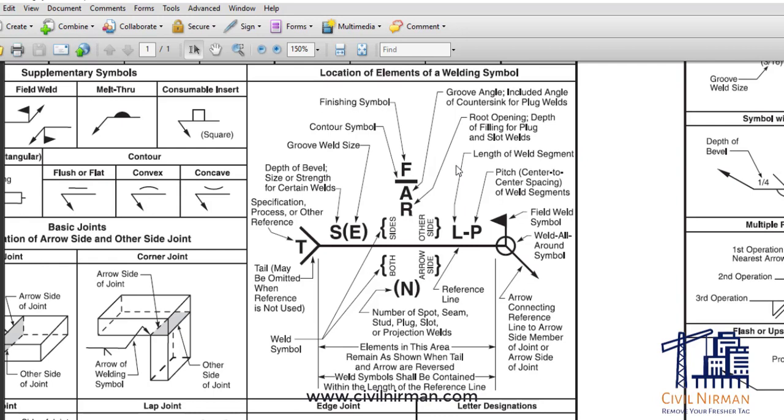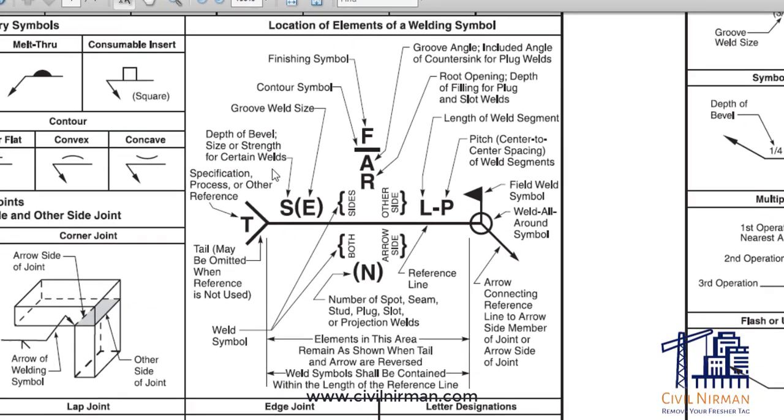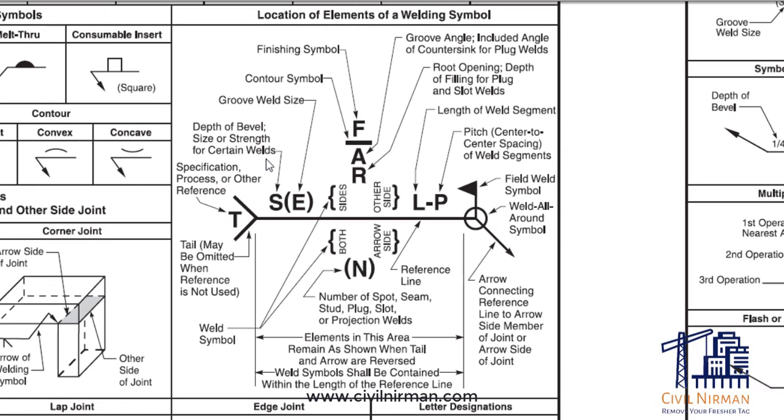The number placed nearest to the tail of the weld symbol, S, represents the size of the weld, depth of bevel, or strength for certain welds. These dimensions are very important because they are directly responsible for the joint's ability to withstand the needed load. Next to it, or between the size of the weld, the number E is used to designate the actual depth of penetration in groove welds.